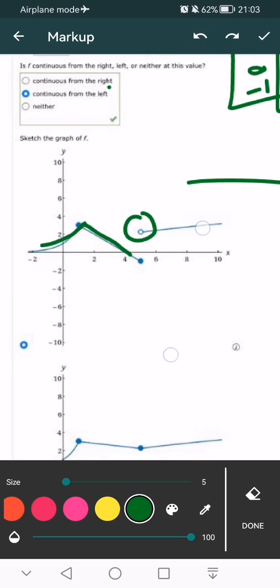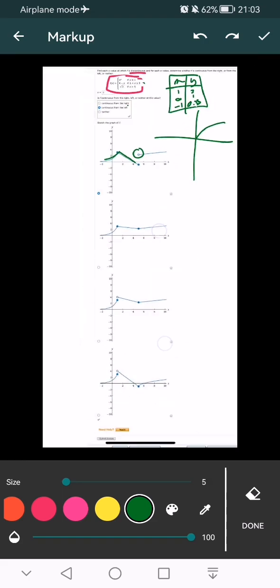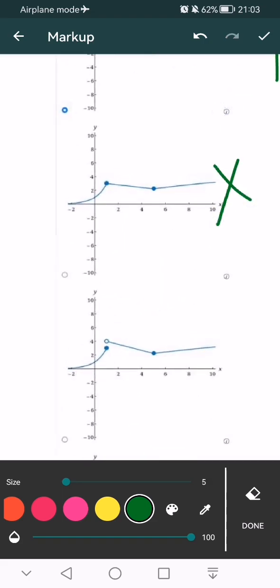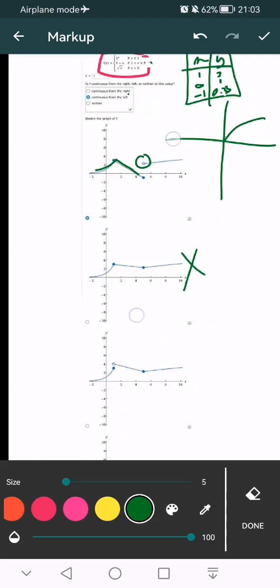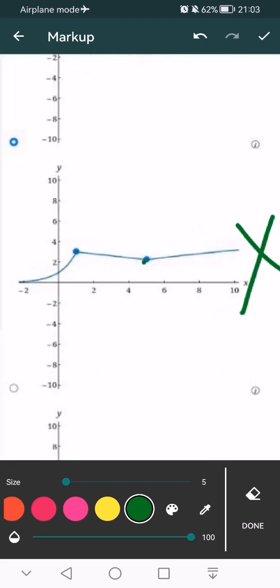This is the steps. Okay, so this one it is no, because as you see here at 5 the value is wrong.